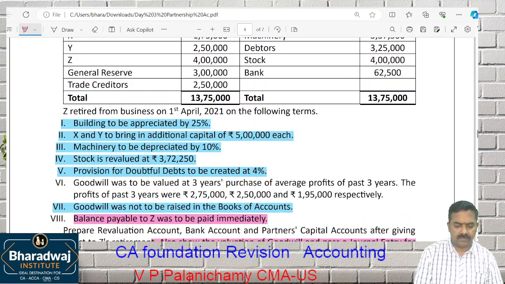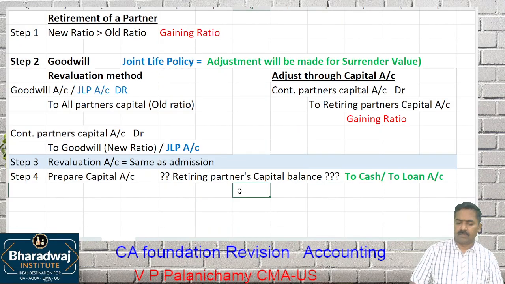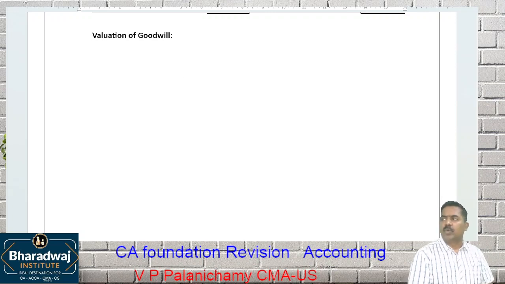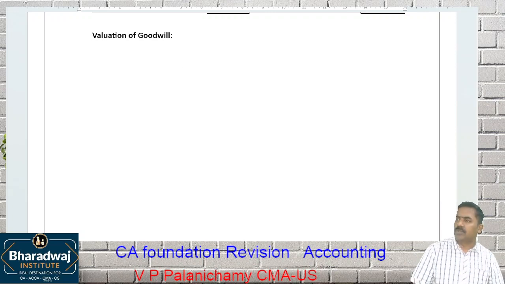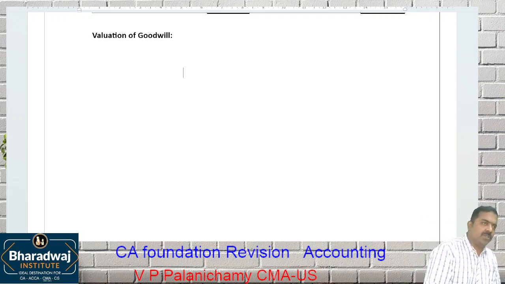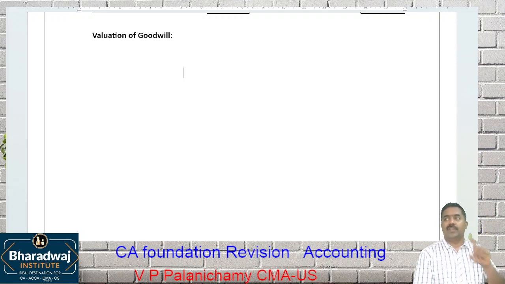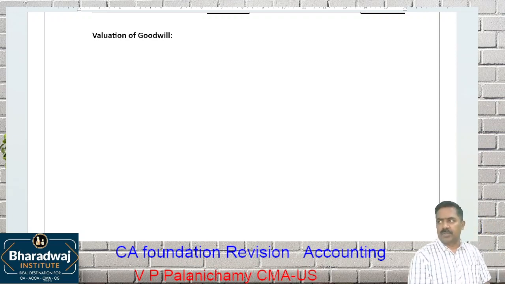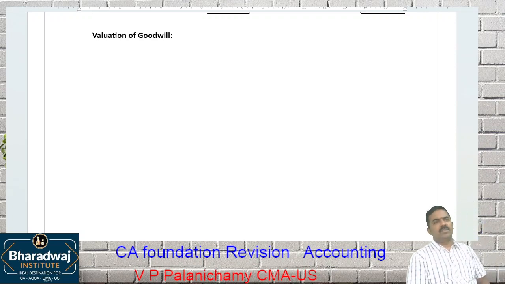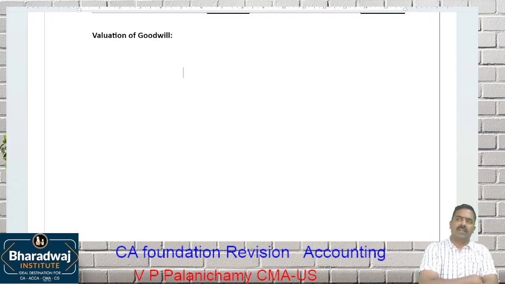Try it. What is the old ratio? 1 is to 2 is to 3. Old ratio is 1 is to 2 is to 3. New ratio over the continuing partners: X and Y will continue in their ratio 1 is to 2. So the gaining ratio also will be in what? 1 is to 2. If no specific ratio is mentioned, gaining ratio and new ratio will be the same.